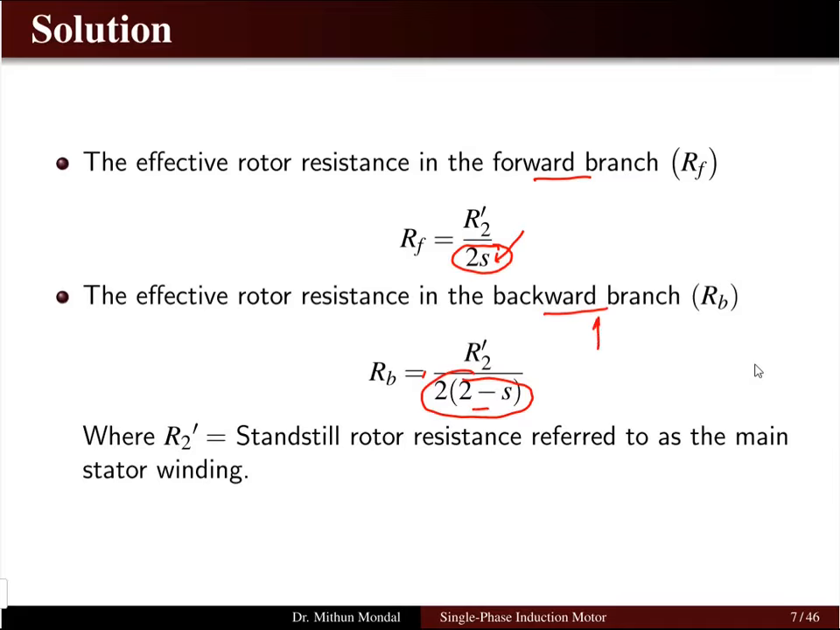So the backward branch will have this formula and the forward branch will have this formula. This rotor resistance R2 dash is basically the standstill rotor resistance, which is referred to the main stator winding. So we are using one dash, the prime, to indicate that it is in the main winding. It is referred to the stator side.